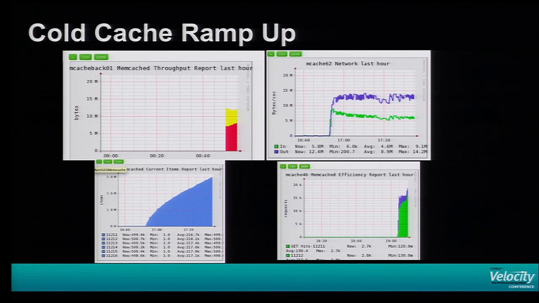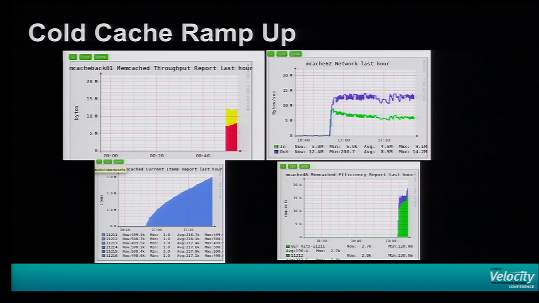So here's an example. This is a cold cache ramp up. The reason I have so much stuff about cold caches is because when Tagged was converting over to sFlow, I had to go through all of our servers and rebuild them. So we had a lot of cold caches while we were rebuilding servers. But there's a lot of really fun stuff that came out of here.